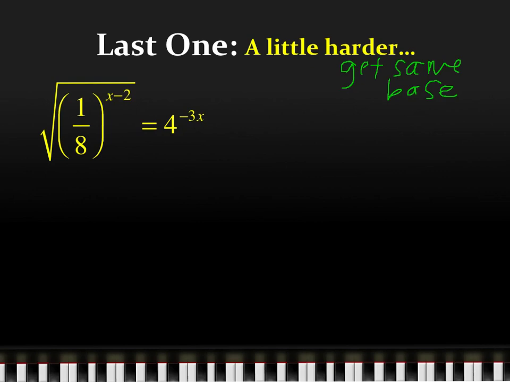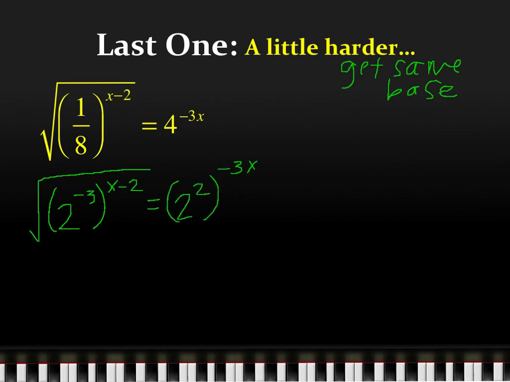So pretty similar to the last one, our bases again are 1/8 and 4. So we can write those the exact same way. That works out pretty nicely. So here we have 2 to the negative third to the x minus 2, and that's all still in that square root. We'll simplify that further. And then here we can write 4 as 2 squared and raise that to the negative 3x. So our right side's a little bit simpler, so let's just start. Say that's 2 to the negative 6x.